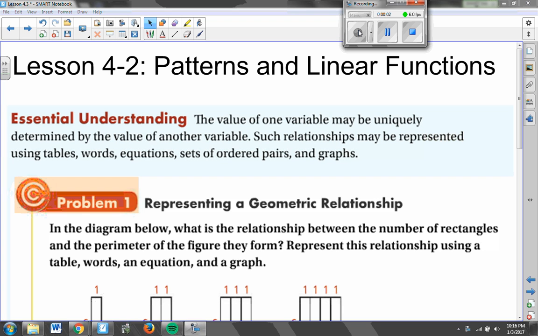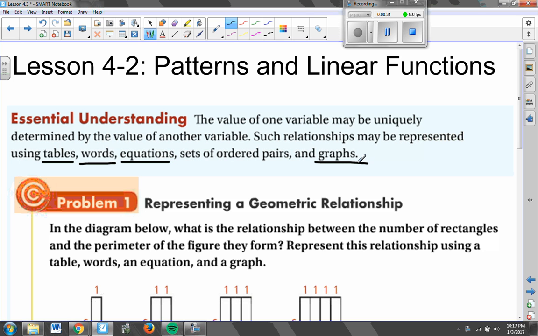All right, Algebra 1A students, welcome to part 1 of lesson 4.2. In today's video, we're going to be talking about patterns and starting to represent patterns or functions or quantities in many different ways. In fact, we're going to look at 4 different ways in this video today. Those 4 ways are using a table of values, using words, using an equation, and using graphs.